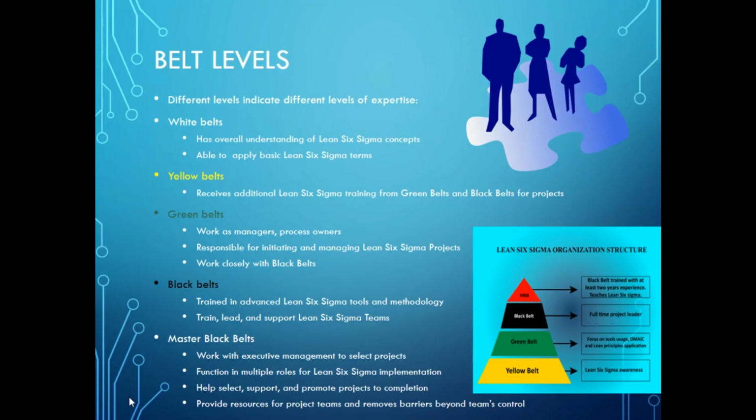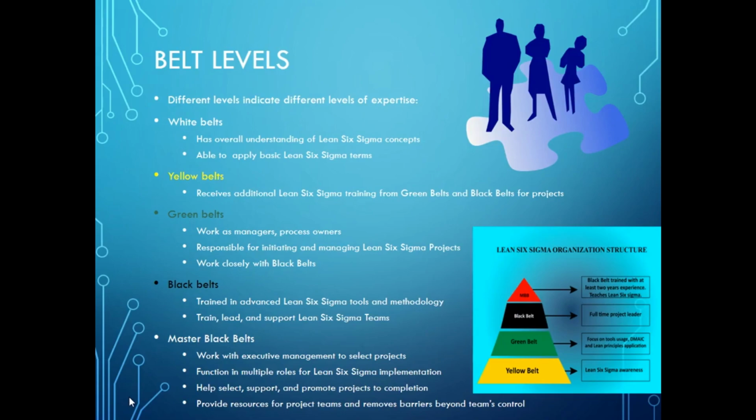So white belts have overall understanding of Lean Six Sigma concepts. They're able to report process issues to yellow belts, green belts, or black belts, and they're able to apply basic Lean Six Sigma terms. Yellow belts have an understanding of Lean Six Sigma concepts. They receive additional training on Lean Six Sigma from both green belts and black belts for projects.